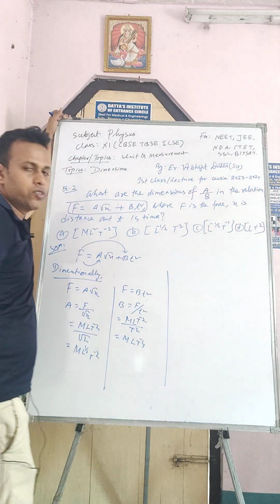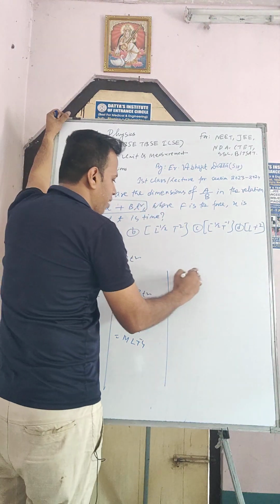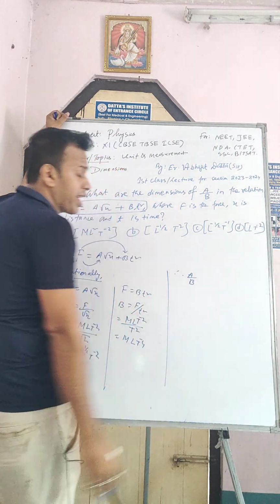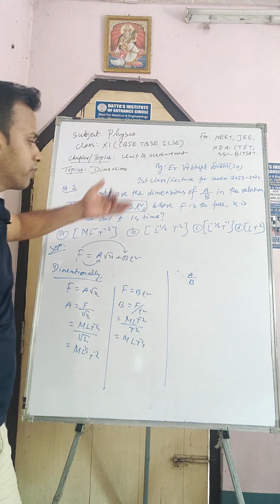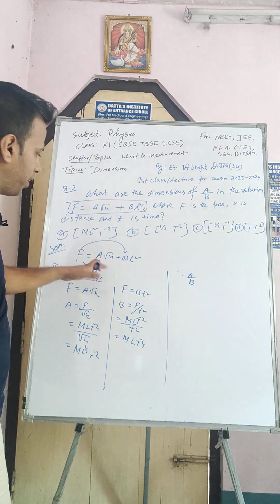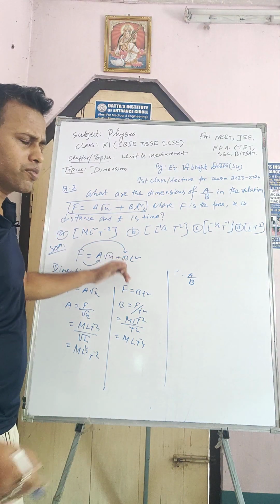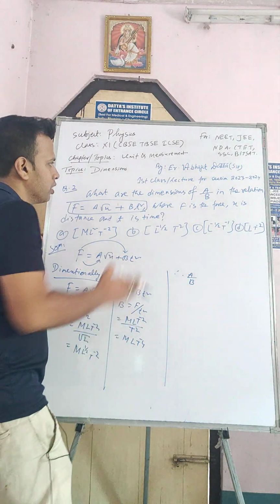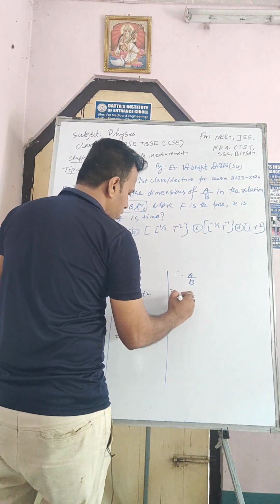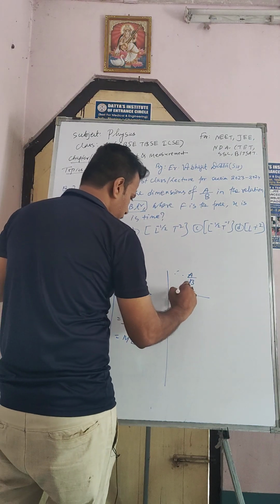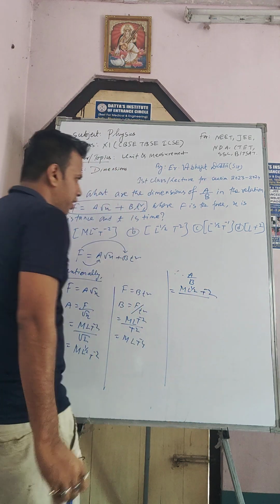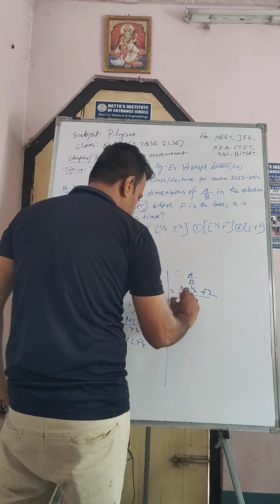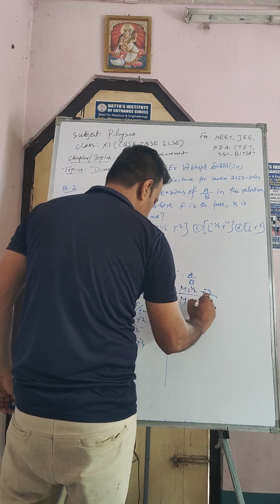Now we have to find out the dimension of A by B. They may ask A into B, they may ask B by A, whatever it may be. If you are able to find the dimensions of A and B, you can find any of the terms in terms of A and B. So the dimension of A is M L to the power half T to the power minus 2, and the dimension of B is M L T to the power minus 4.